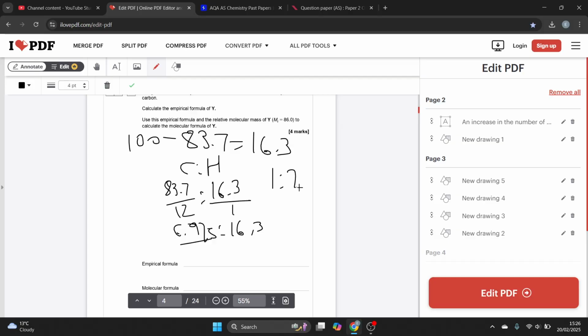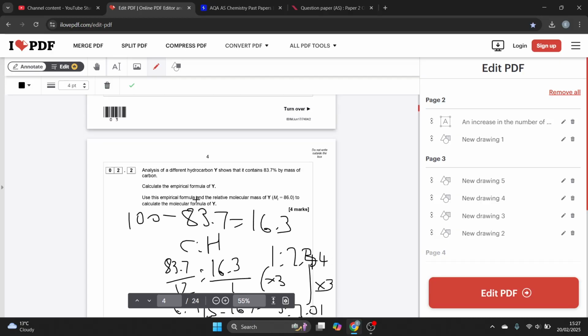1 to 2.34. If I times that by 3, then I'll get 7.01, which is basically 7. So times both sides by 3. I can't just say 1 to 2, because it's not like 2.01, it's 2.34. So I've got to times it by 3. So I get 3 to basically 7.01. So 3 to 7. Therefore, the empirical formula is C3H7.